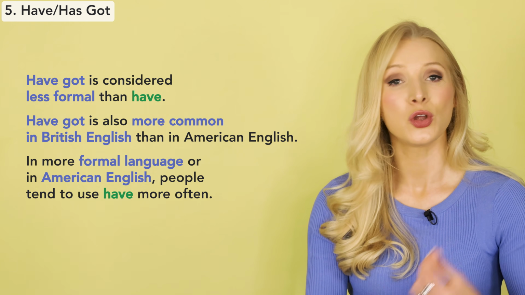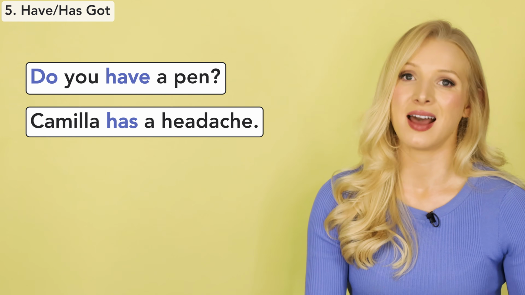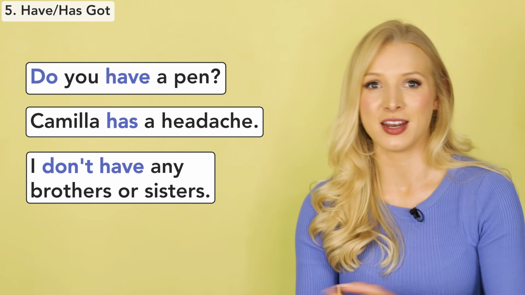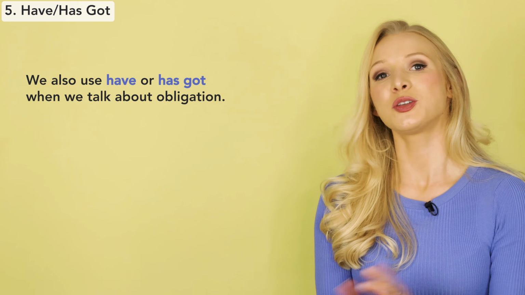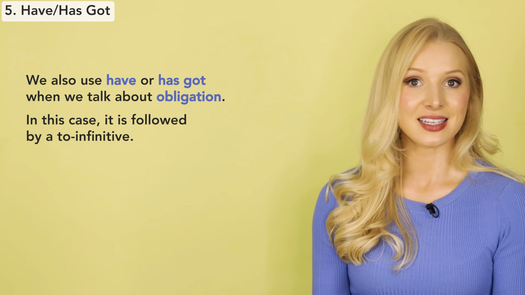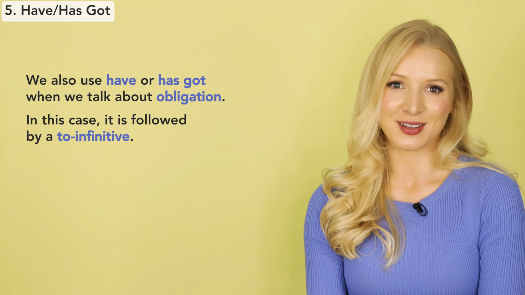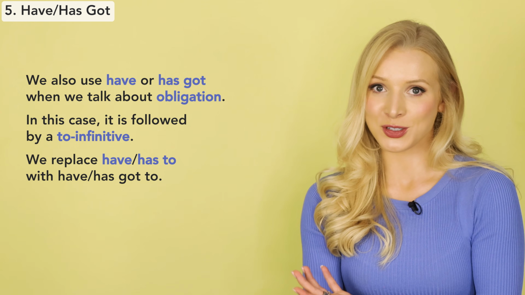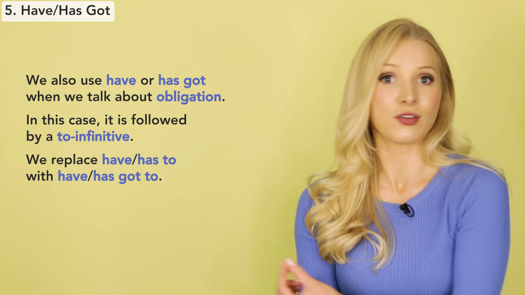For example, do you have a pen? Camilla has a headache. I don't have any brothers or sisters. We also use have or has got when we talk about obligation. In this case, it's followed by a to-infinitive. We replace have or has to with has or have got to.